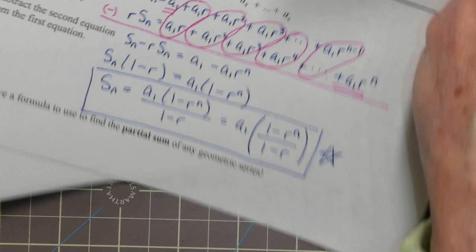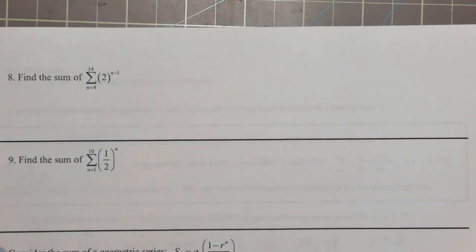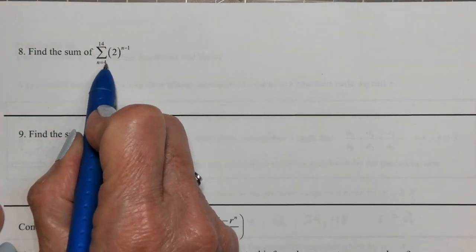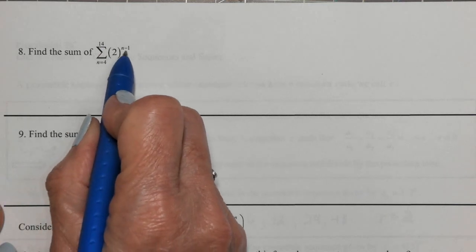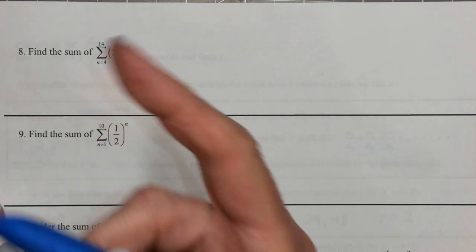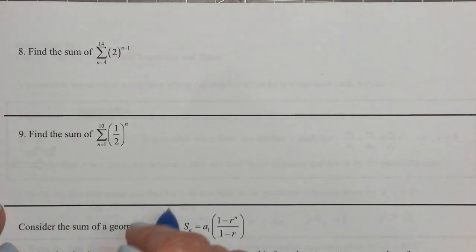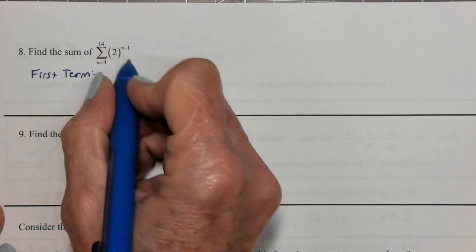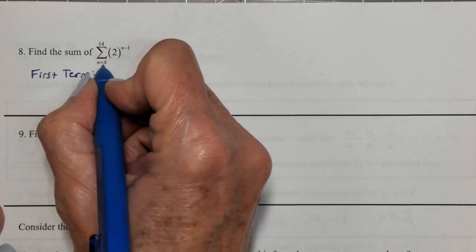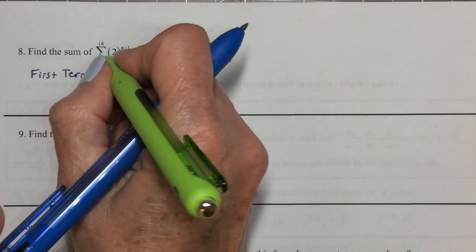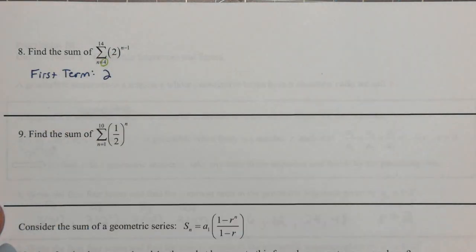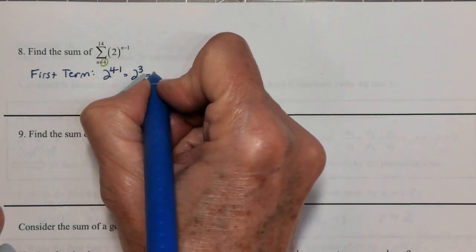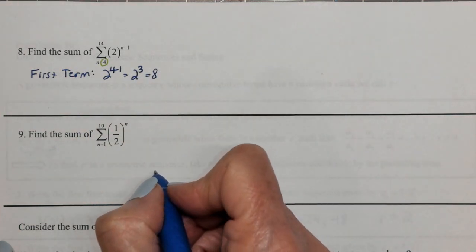Okay? Let's do some examples. Let's find the sum of n equals 4 to 14 of 2 to the n minus 1. So we need the first term of this series. So the first term is 2 to the, we have to put 4 in for the n to be the first term of the series, I mean. That's 2 cubed, which is 8. So the first term is 8.